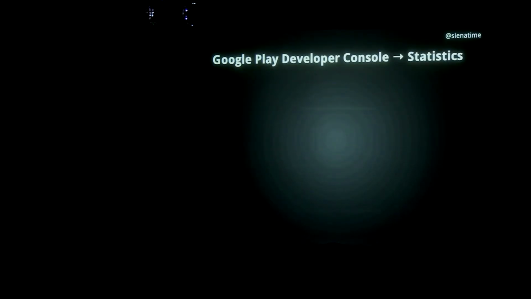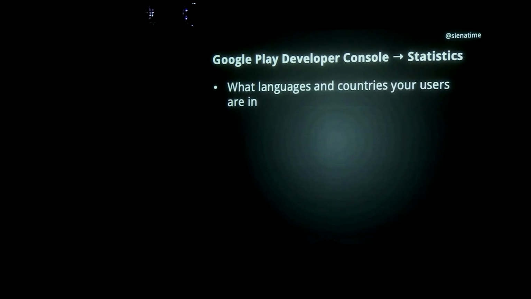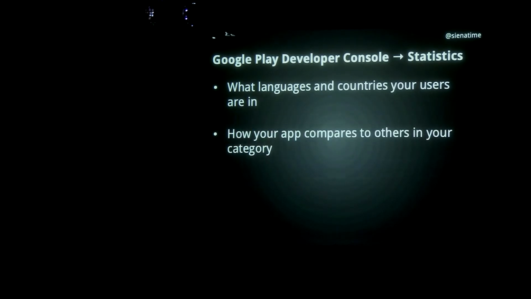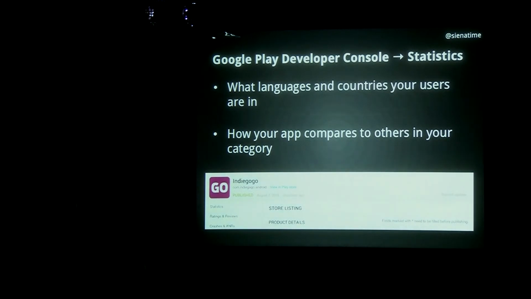If your app is already live, you can check out in the Google Play Developer Console some statistics about what language and countries your users are in. It'll also tell you how your app compares to other apps in your category. And this is just the first little statistics button right here. So this might help you make a use case to your product manager about what areas you might want to target, what areas you could be improving in.